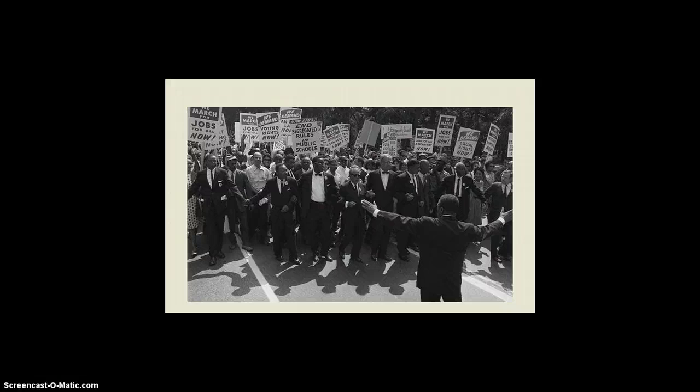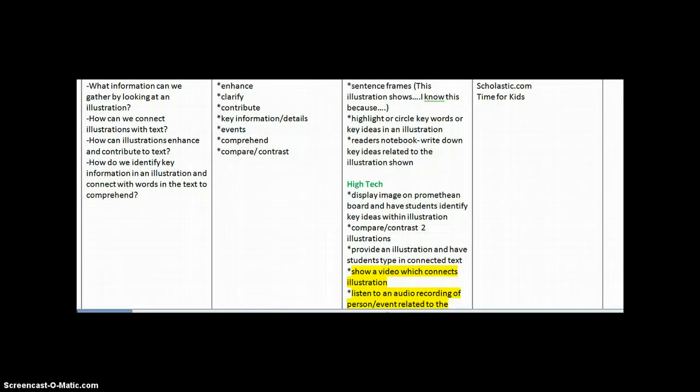After students have a class discussion or individual discussions about the image, you might want to provide students with some information related to the March on Washington. Going back to our essential question, we might ask students, what information can we gather by looking at this illustration? Or how could we connect illustrations with text? How do we identify key information in this illustration and connect it with words in the text that we just read to help us understand or comprehend?